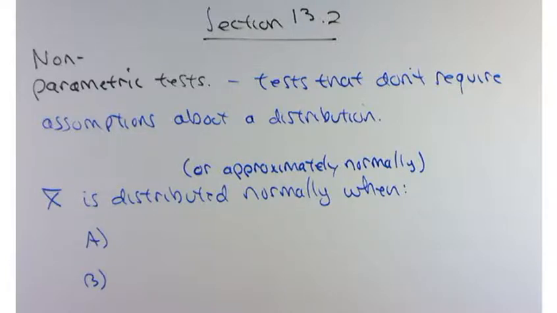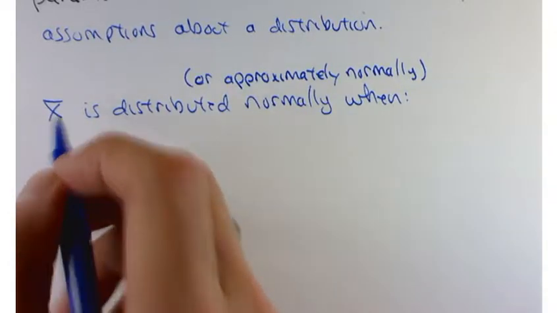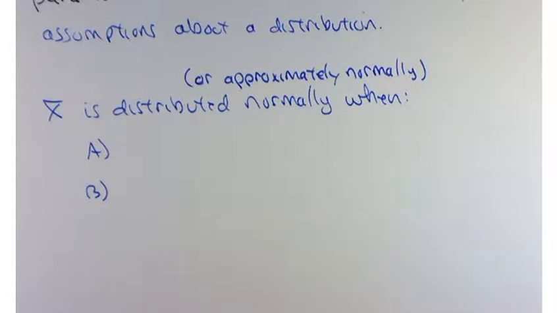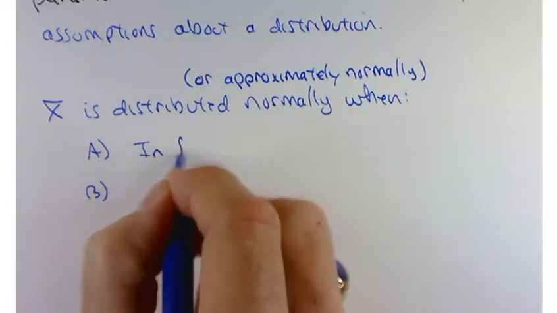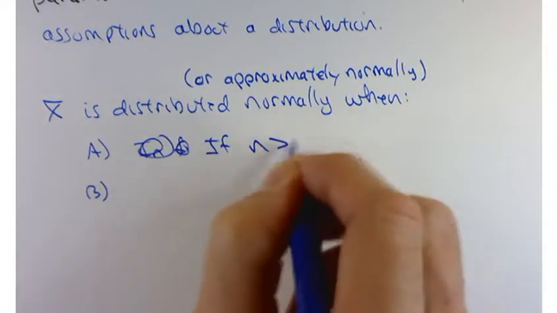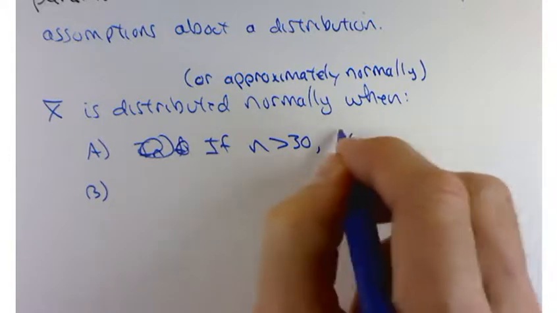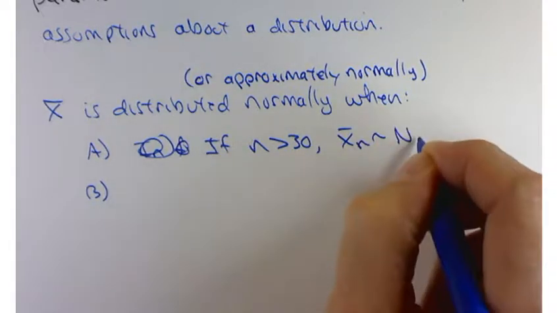In fact, as a little bit of a review here, let's take a look at X bar, your sample mean. There's a couple conditions under which the sample mean has a normal distribution, or at least an approximately normal distribution. What are those two conditions? Does anyone remember? All right, so if n is greater than 30, x bar sub n is approximately normally distributed.